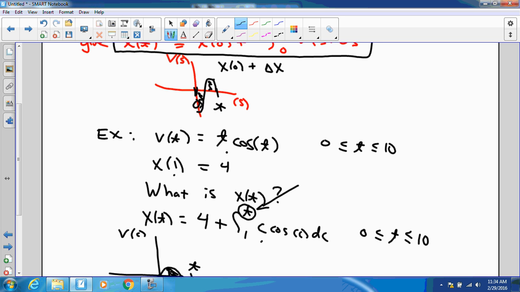But this opens a big question. If I now take the derivative of x of t, what will I get? What does it mean to take the derivative of one of these integral functions? Any ideas? Based on your experience with motion, if I take the derivative of x of t, what should I get? I should get v of t. That's exactly right. And that suggests to us that when I take the derivative of one of these integral functions, I should get the integrand. Ooh, let's see if that's really true.